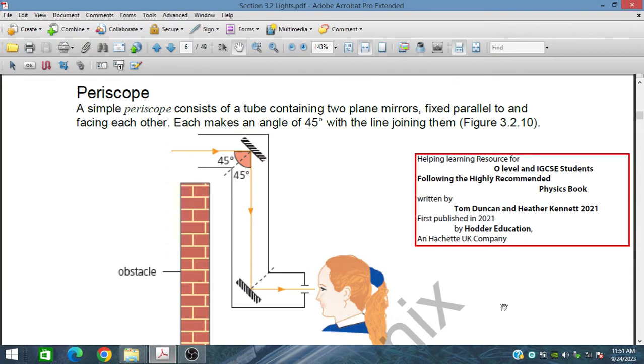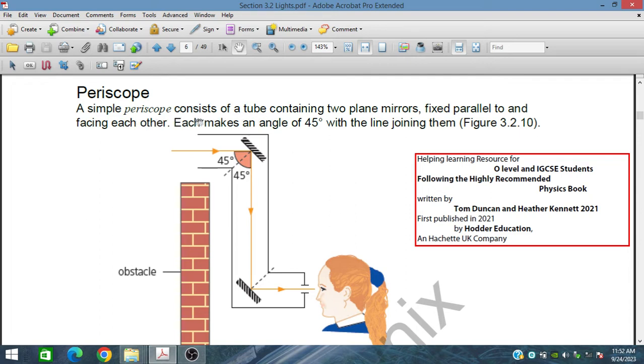Bismillah ar-Rahman ar-Rahim. In this session, we will discuss the periscope, which is a device. This topic has been taken from the topic of light from O level and IGCSE physics books. This book is written by Tom Duncan and Heather Kennett and published by Hodder Education. And the periscope is a very simple type of device.